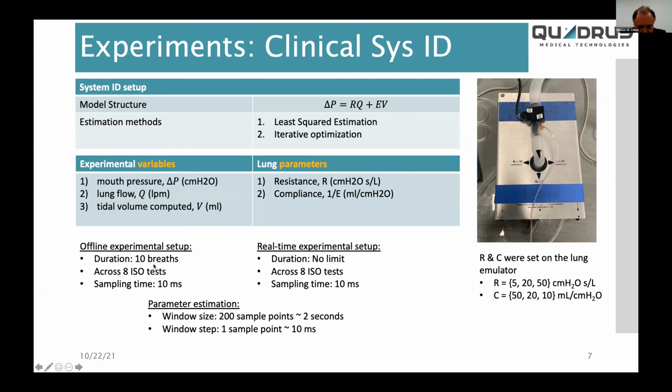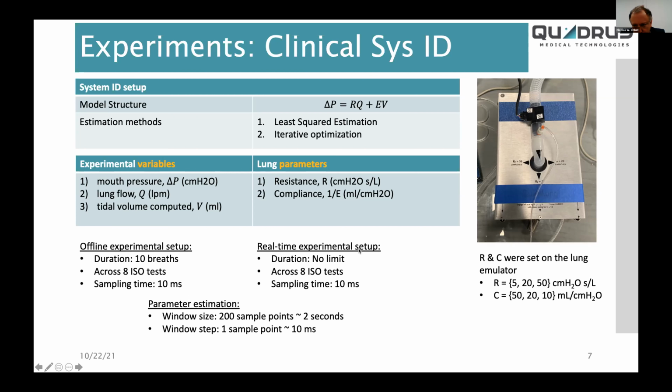For the experimental setup, we first gathered data for a duration of 10 breaths across 8 ISO tests. Let me give you a small outline of what ISO tests are. ISO tests are the tests given by the International Organization for Standardization for ventilator testing. They have a table where they change the R and C values to see the performance of the ventilator. Since our application is to implement this in ventilators to improve performance, we tried to follow those standards and do our testing accordingly. The data was collected at a sampling time of 10 milliseconds.